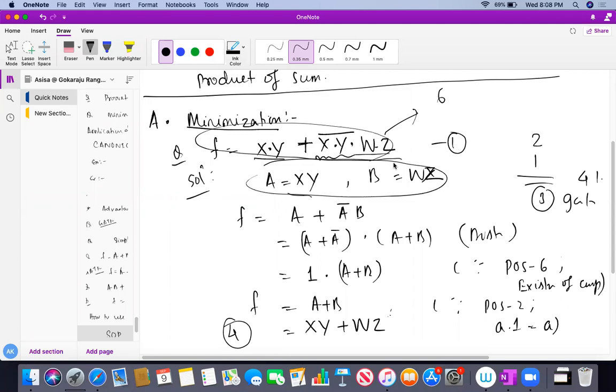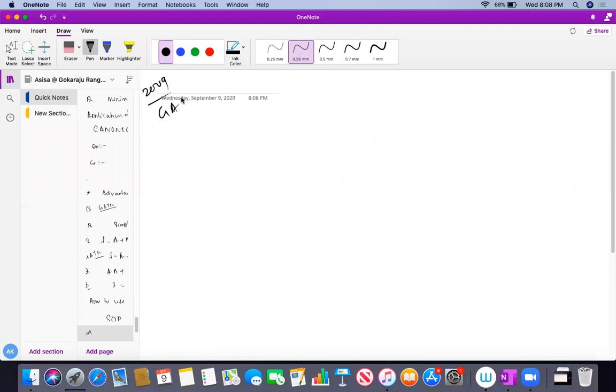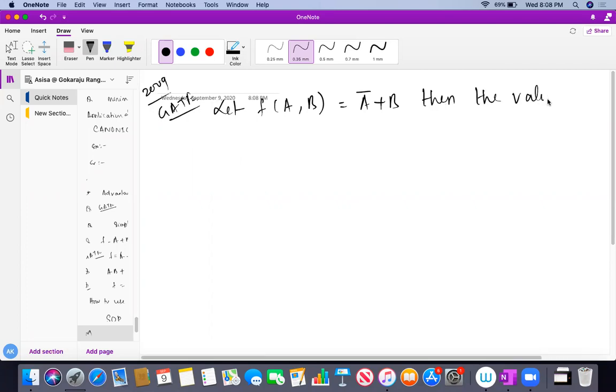Okay, so one more very important question, this actually came in 2009, students. I'm going to do a GATE question. So see here, this is very important, try to understand. F or B is A bar or B. Okay, then you won't get these questions from any book, students.